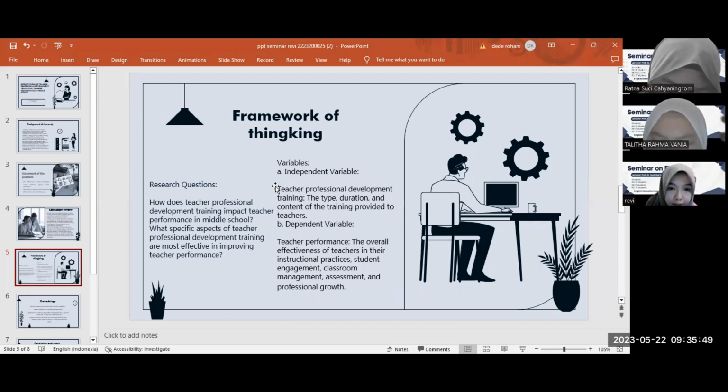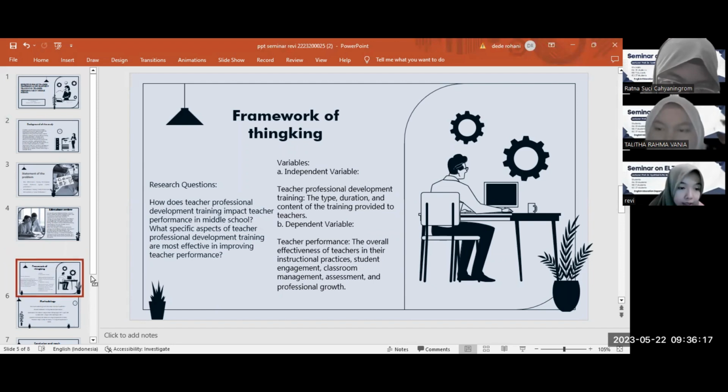Variables. A. Independent variable: teacher professional development training, the type, duration, and content of the training provided to teachers. B. Dependent variable: teacher performance, the overall effectiveness of teachers in their instructional practice, student engagement, classroom management, assessment, and professional growth.